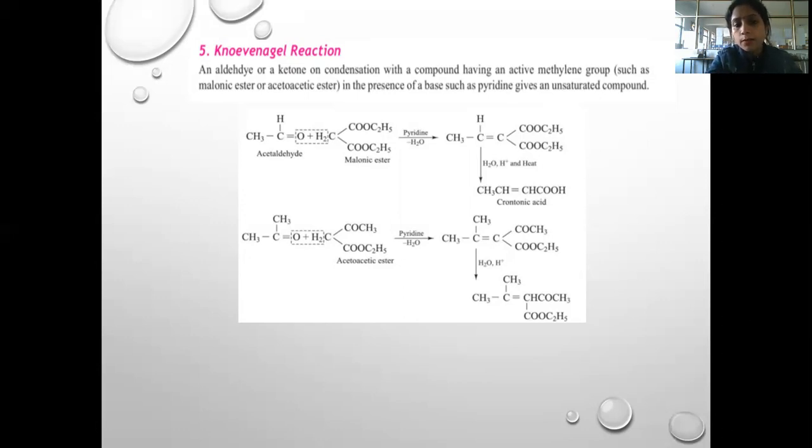Similarly, if we take malonic ester, or acetic ester, first it will form an intermediate compound, and then in the presence of H2O under acidic conditions, it will rearrange itself and give an acid.